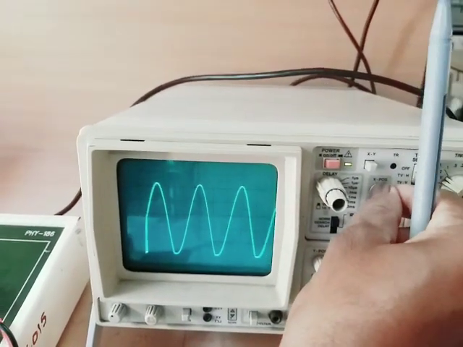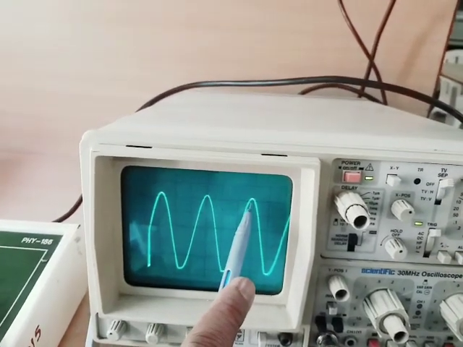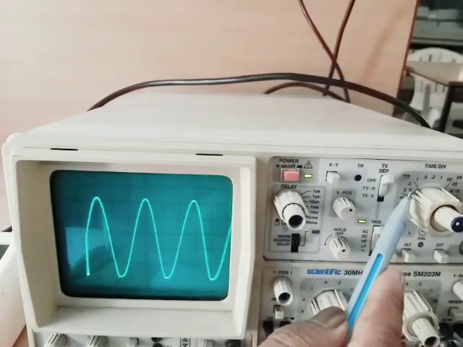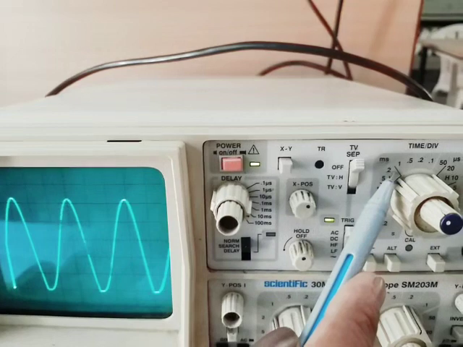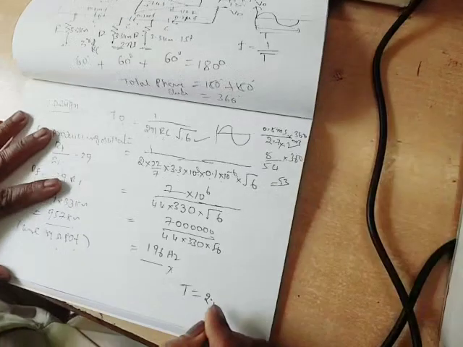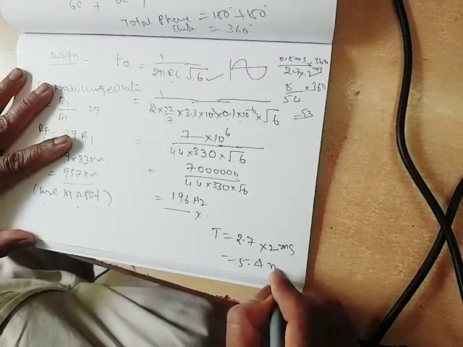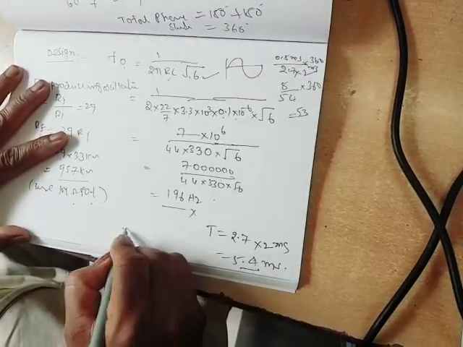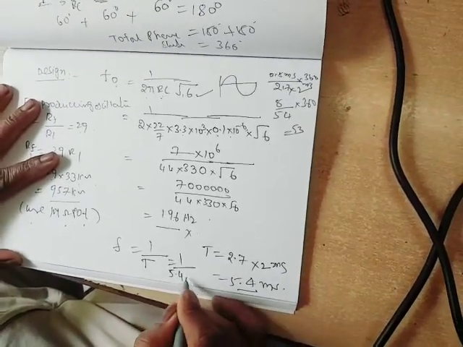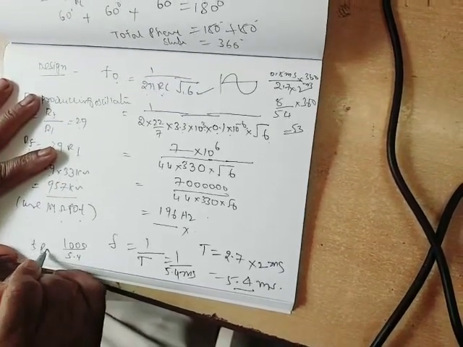Time period of the waveform here: 1, 2, 2.6 or 2.7 divisions, and each division is 2 milliseconds. So the time period of the waveform is 2.7 into 2 milliseconds, that is 5.4 milliseconds. F is equal to 1 by T. Therefore 1 by 5.4 milliseconds, that is 1000 divided by 5.4. This is the practical frequency.